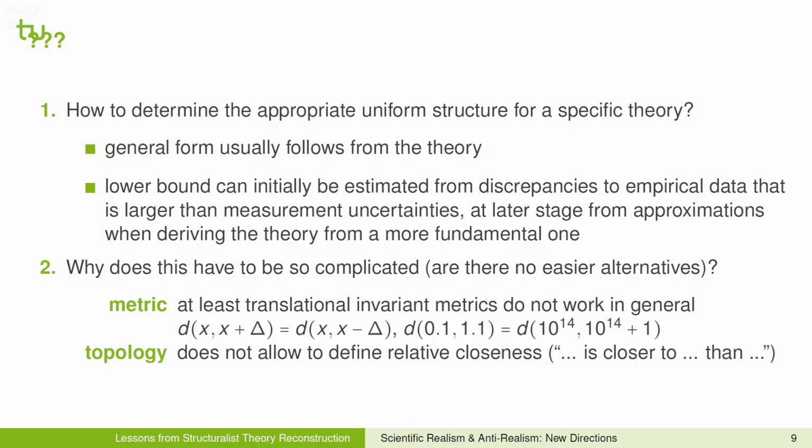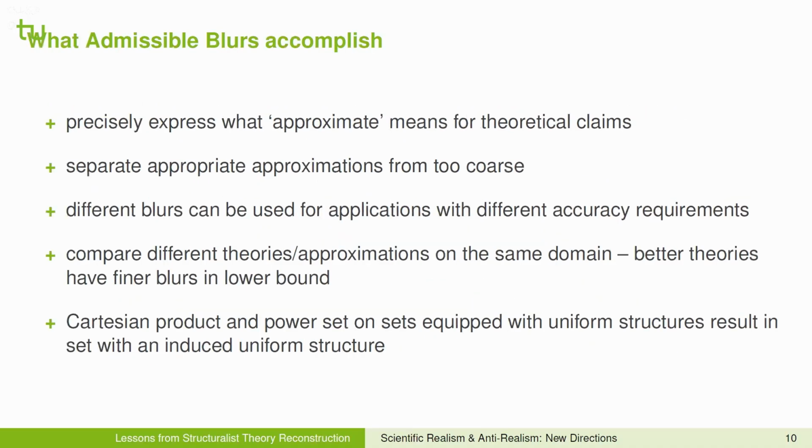But anyway, every metric has a corresponding uniform structure, so we could always use a metric. In most applications, people will define a metric that fits the problem, and then use this for the uniform structure. Good. So what does the concept of admissible blurs now accomplish?